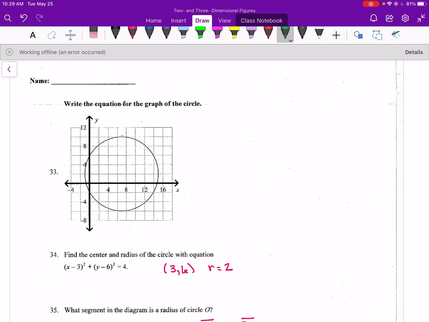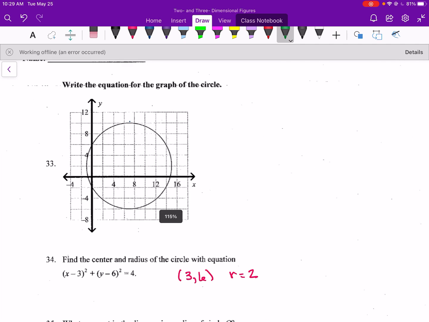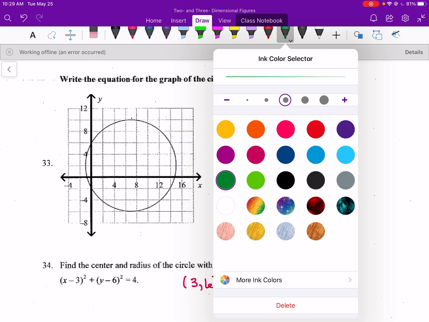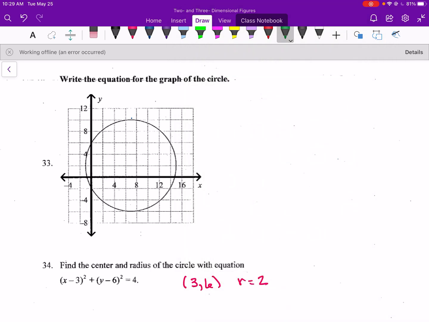Here we go. Let's continue with our circle talk. Okay, so we're giving you an equation or a graph. First thing, always take note, find out what you are counting by. Okay. If you look at this picture, it is counting by twos. That will change your answer, so be real careful. We need to figure out what the center and the radius are.